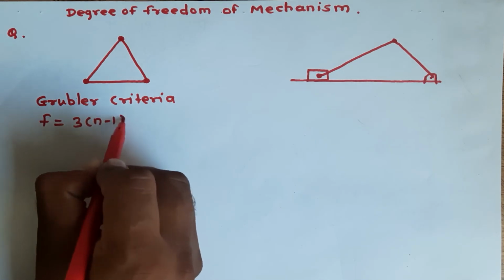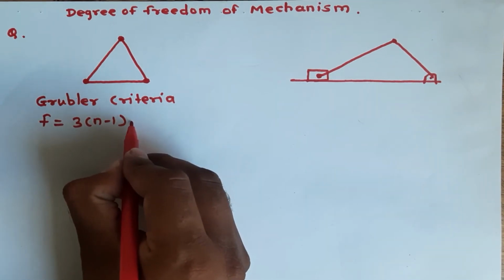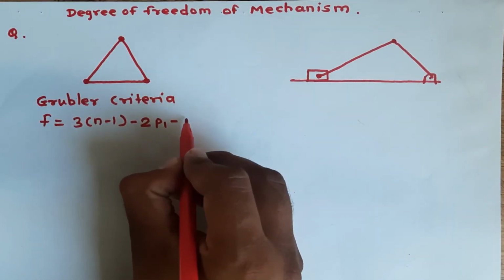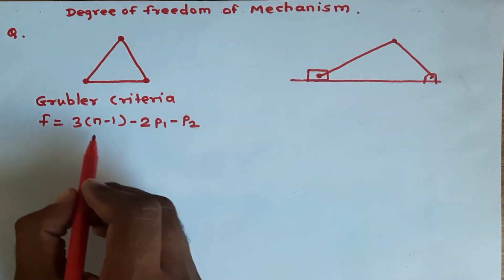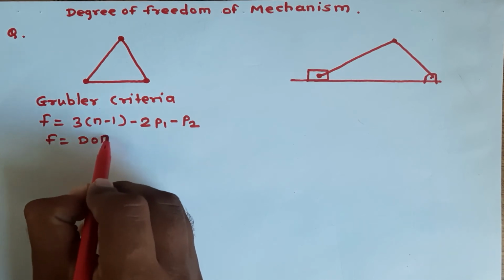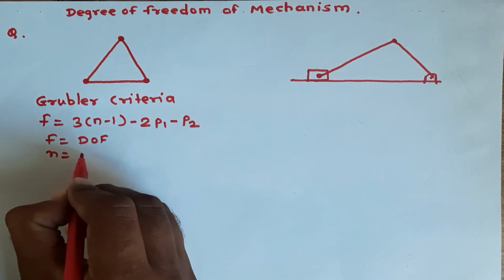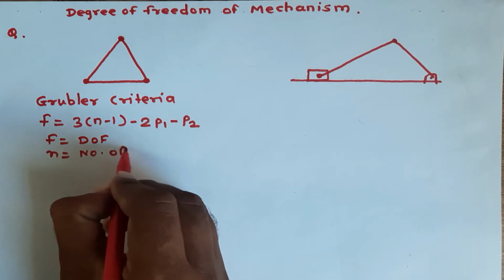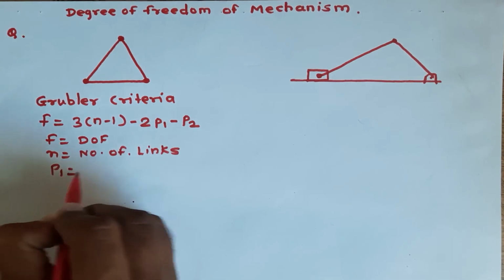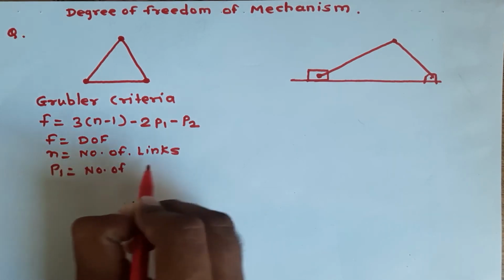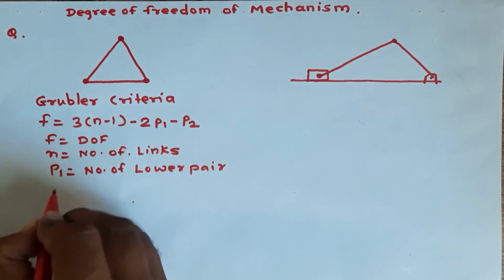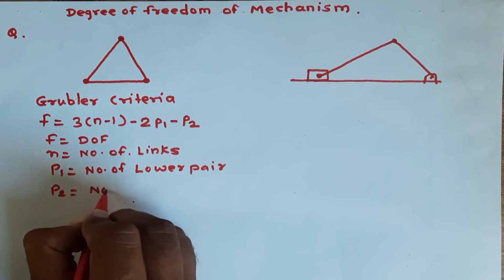3n minus 1 minus P1 minus P2. Here F is the degree of freedom, n will be the number of links, P1 will be the number of lower pairs, and P2 will be the number of higher pairs.